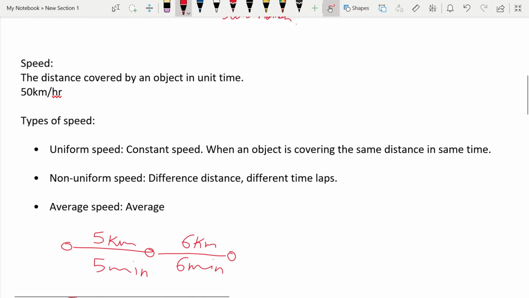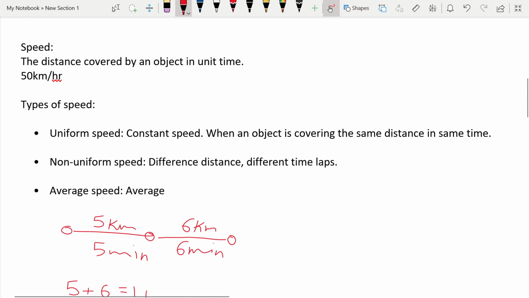Now speed. Speed is the distance covered by an object in unit time. Unit time is, for example, kilometer per hour. So if it is 50 kilometer per hour, it means they have covered 50 kilometers in an hour.